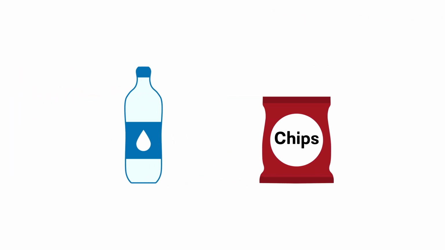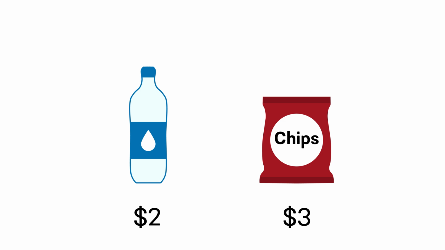How does this equation relate to our chips and drinks scenario? We could write 2x plus 3y equals 12 to describe it. 2x represents $2 times the number of drinks purchased, 3y represents $3 times the number of chips purchased, and 12 represents the total money spent.